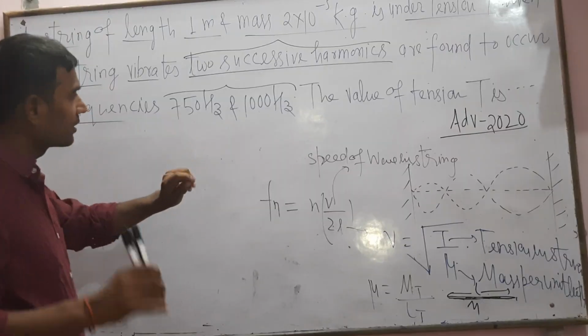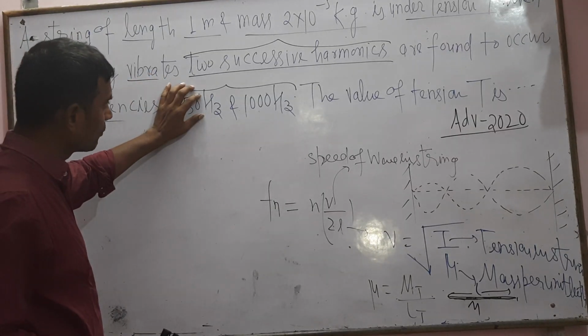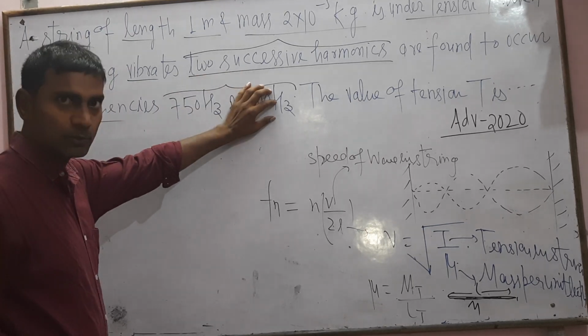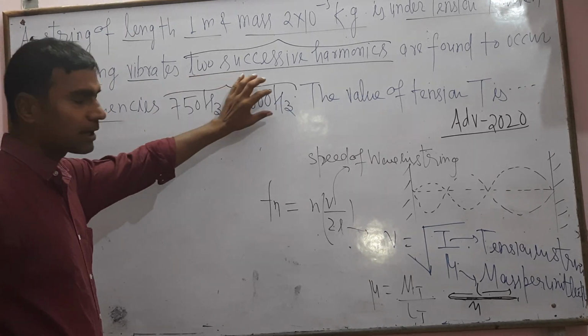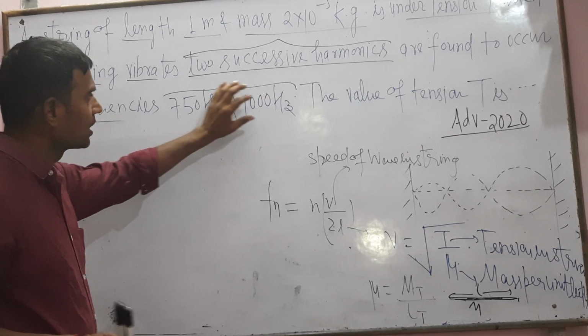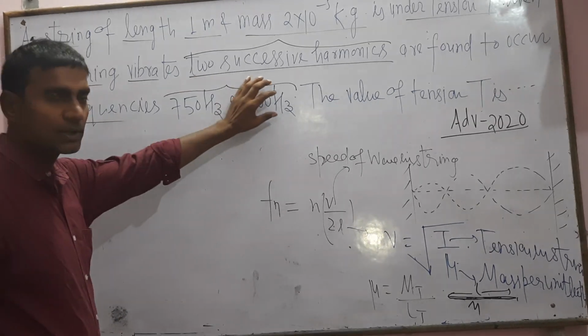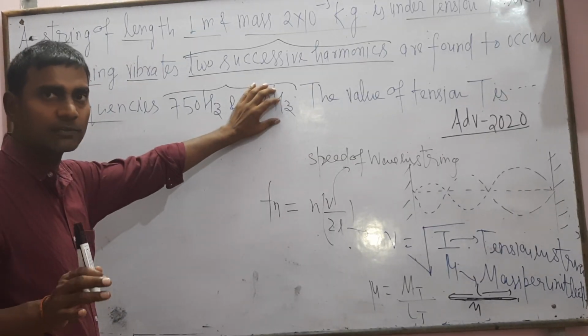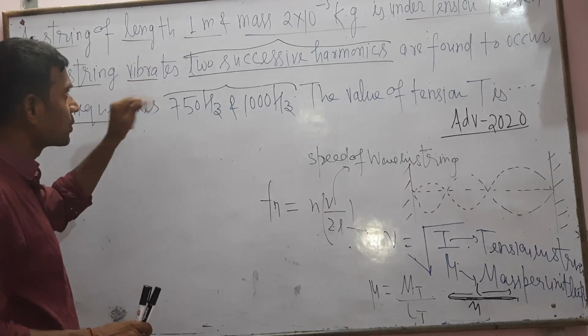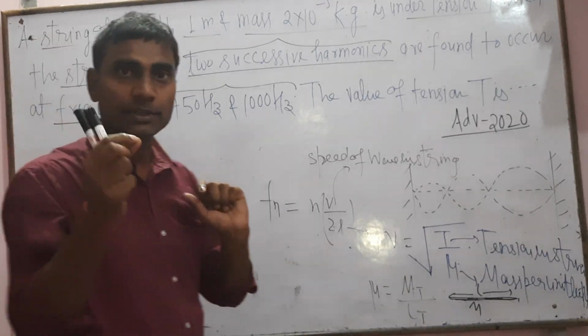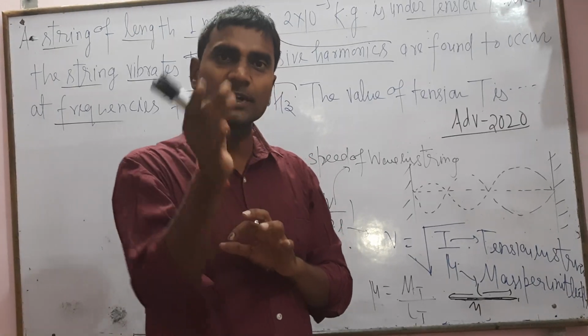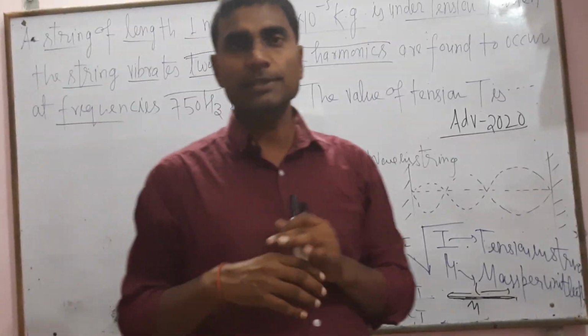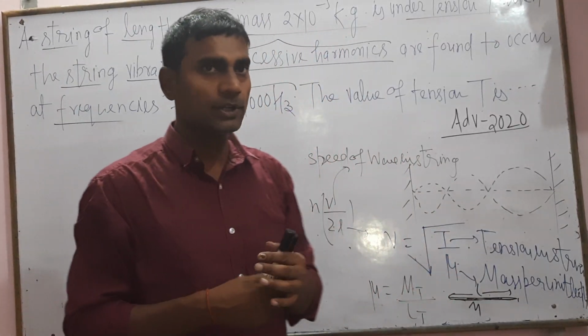But it is not given whether this is the fifth harmonic, or the sixth harmonic, or the 100th harmonic, or the 101st harmonic, or the 1000th harmonic, or the 1001st harmonic. These are not the given conditions. But we need to find which is the first harmonic and which is the next harmonic, because in this question two successive harmonics are given.